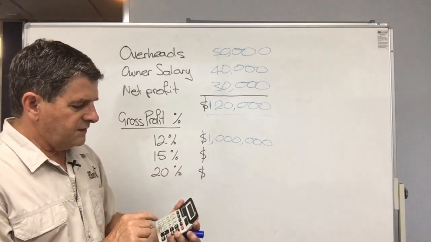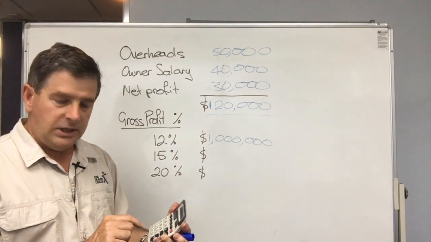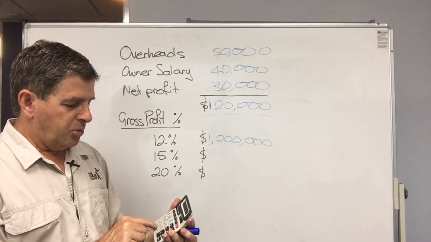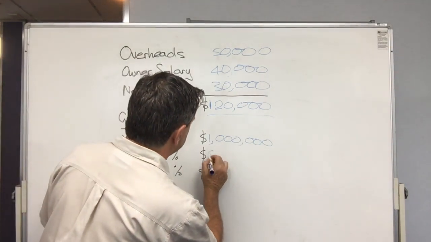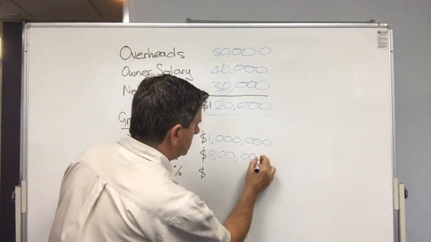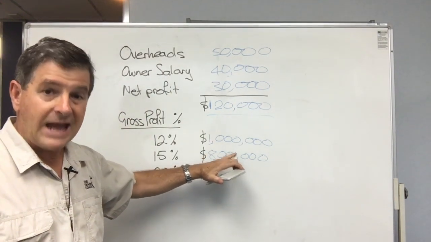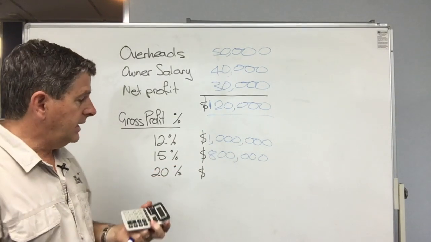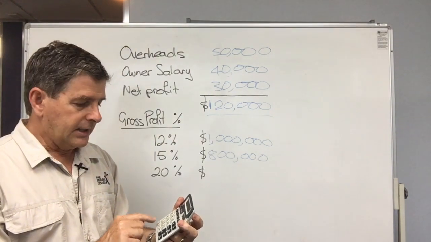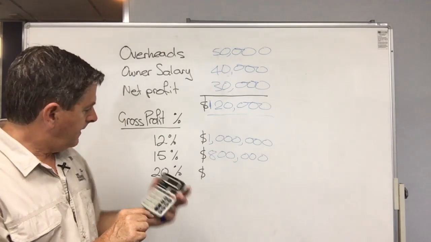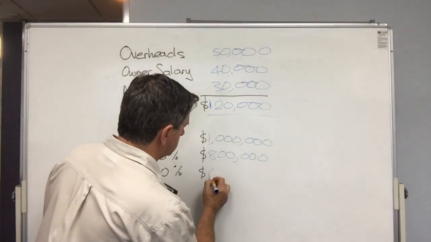If you're achieving 15% gross profit, we start again with $120,000 divided by 0.15 this time. So that's 800,000. So at a 15% gross profit, you need to secure $800,000 worth of work per year in order to make the whole thing work. Last one here, $120,000 again, divided by 20% or 0.2 this time, is 600,000.